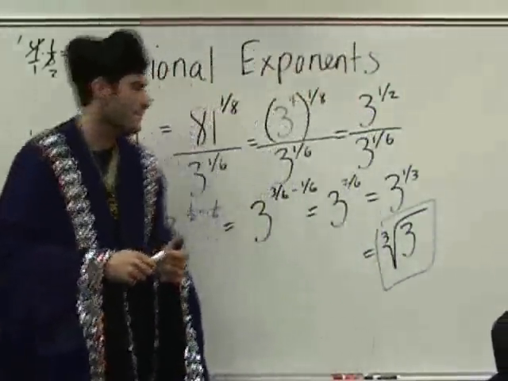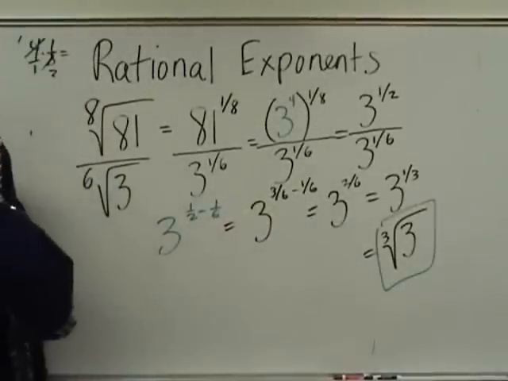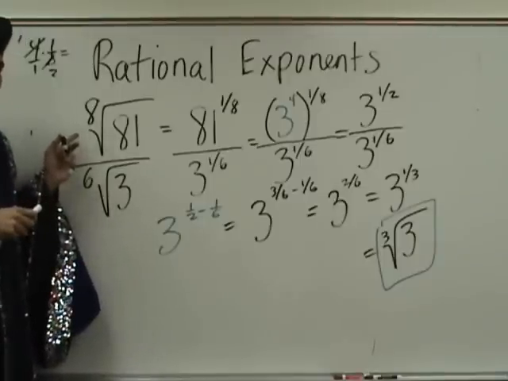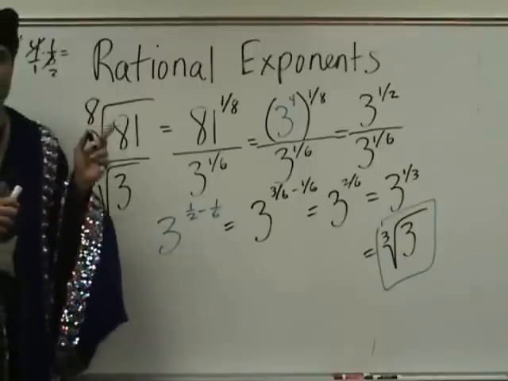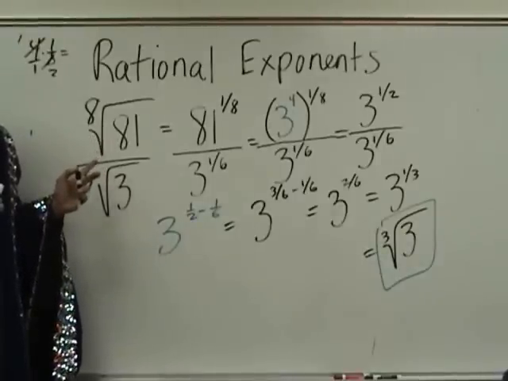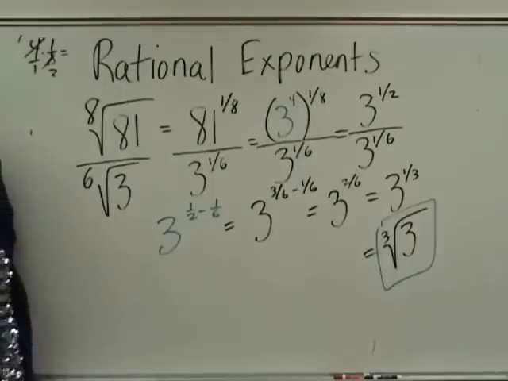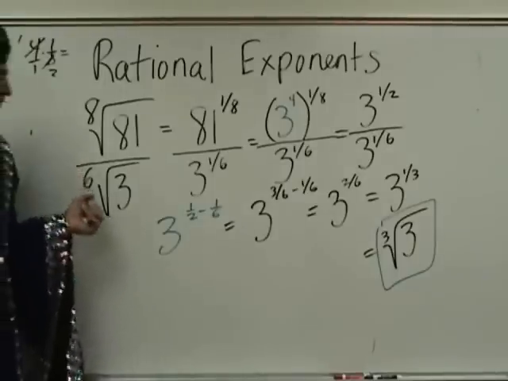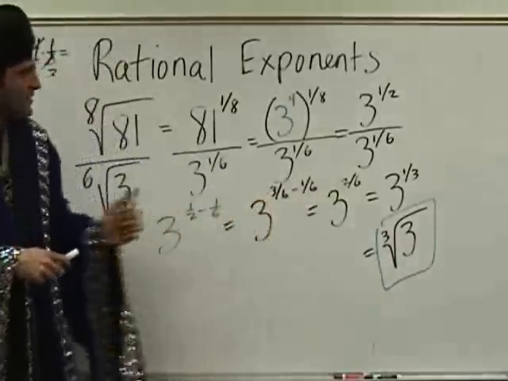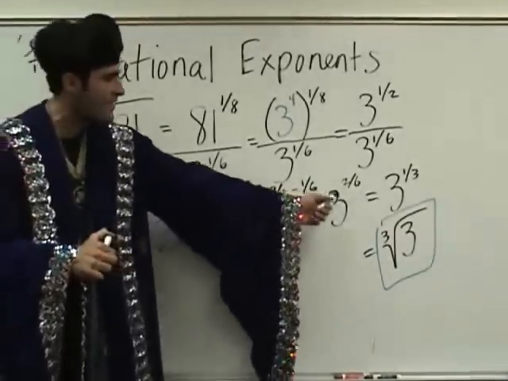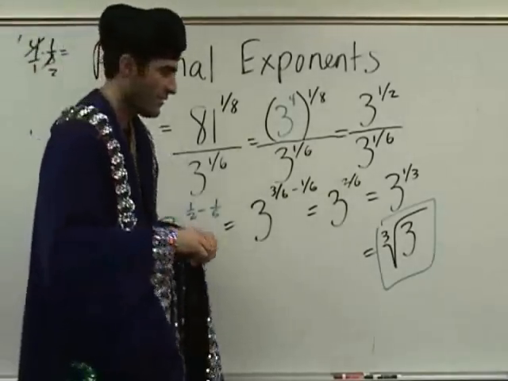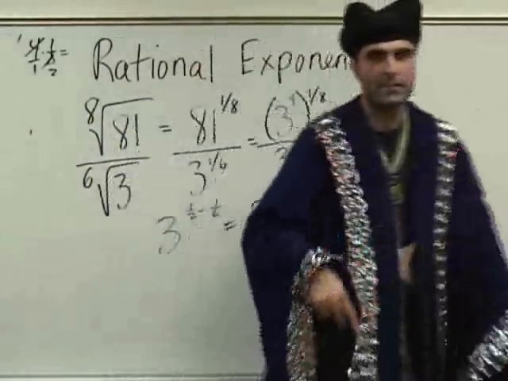Okay, questions? What's the actual problem? The eighth root of 81 divided by the sixth root of 3. Simplify, simplify, simplify, and then we get 3 to the 1/2 minus 1/6, which is 3 to the 1/3. The cube root of 3 is the answer. Any questions on this?